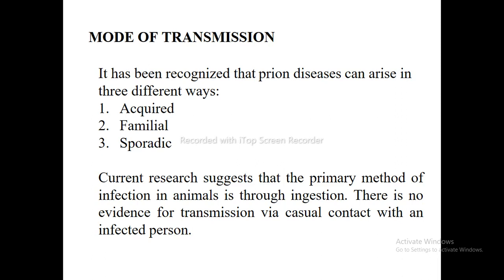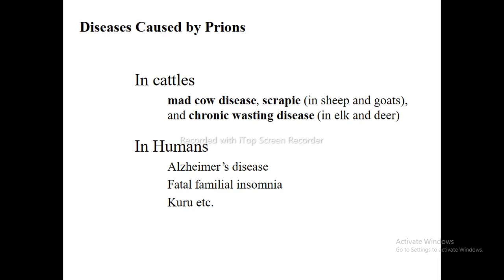There can be different ways these diseases can transmit or can be acquired. So first is the acquired way of disease, then familial and sporadic. And currently research suggests that the primary method of infection in animals is through ingestion, and there is no evidence that it transmits via casual contact with an infected person or animal. Now in cattle, we know that mad cow disease, scrapie, and chronic wasting diseases are caused by prions. In case of humans, Alzheimer's disease, fatal familial insomnia, Kuru disease are caused by prions.